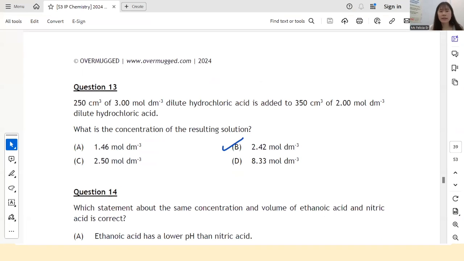Okay, so how do you get the answer for this? Over here, they said that you have this amount of hydrochloric acid mixed with another volume and concentration, but also hydrochloric acid. So you see, both are hydrochloric acid, you mix together. So what is the concentration? What's the formula for concentration? If you look at the unit, you can tell, right?